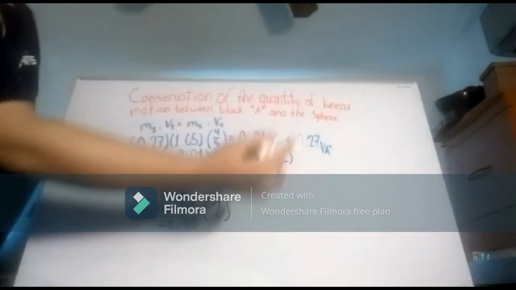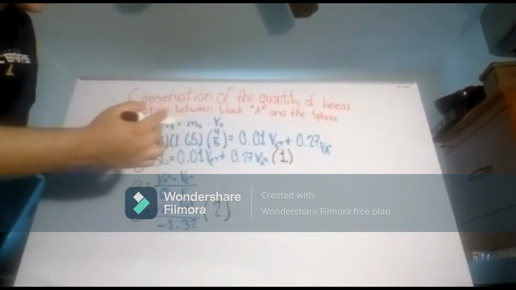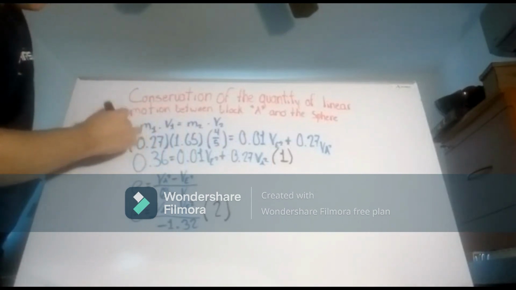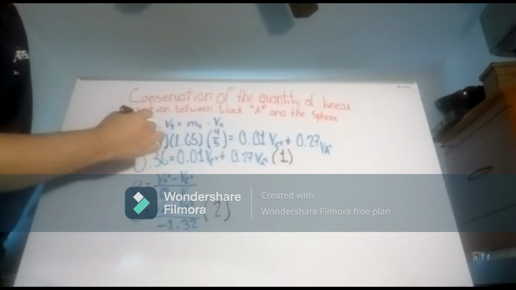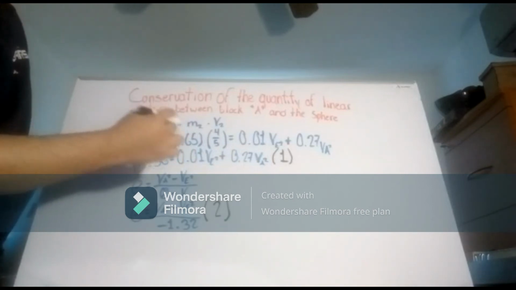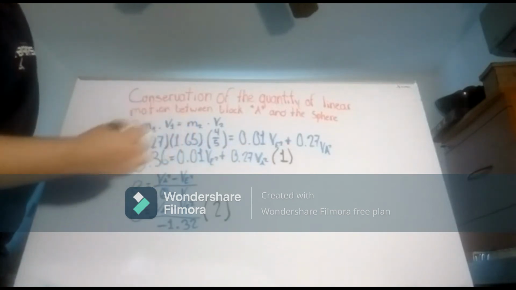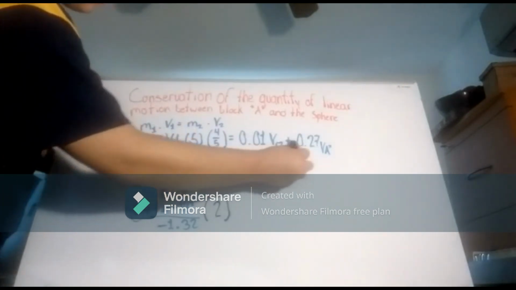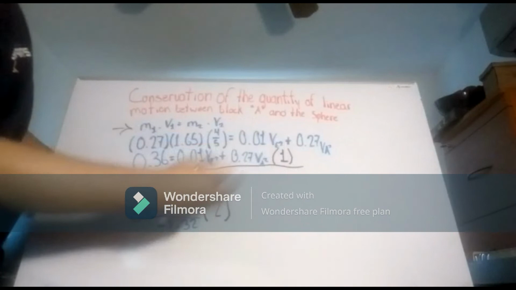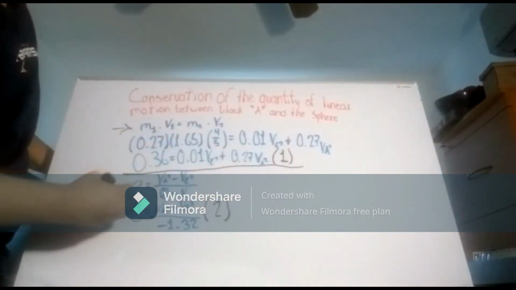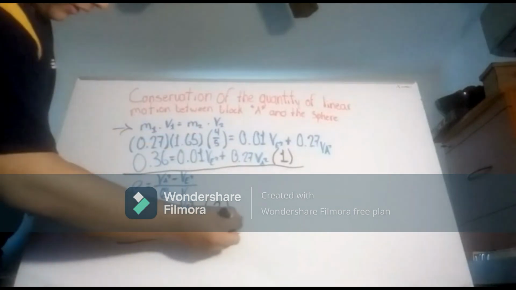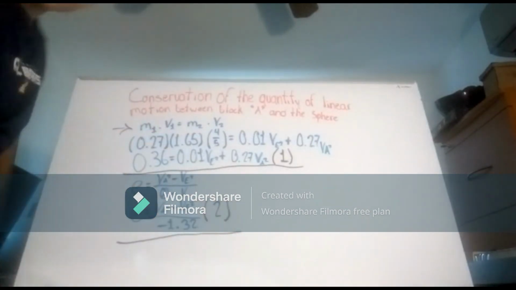The third thing we're going to do is look for the conservation of quantity of motion between the block A and the sphere. So we first use the formula mass 1 times velocity 1 equals mass 2 times velocity 2. After finding it, we use this result that it gives us and we save it for later. Then we search for the other equation, and here we have our result for the third step.